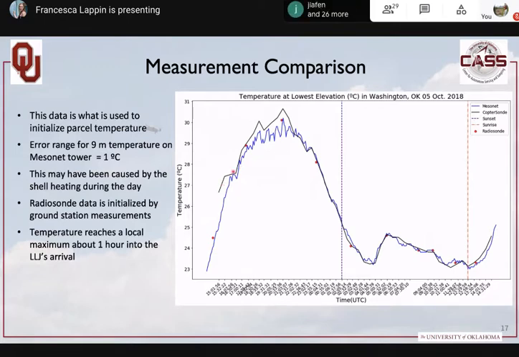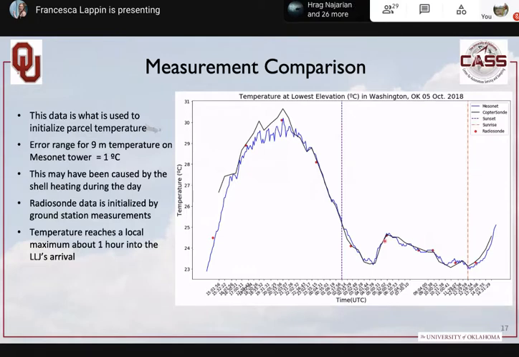Initially, early on in the day, there's a bit of a warm bias to the Copter Sonde, which could have been caused by shell heating, but that goes away to really very little disagreement in the values later on in the day. We can also see that, like I mentioned earlier, at 4 UTC, there is a low-level jet that came into the area. 30 minutes after that, or an hour after that, the temperature rises, and that's because the jet initiates mixing of the air aloft to the air at the surface, which warms the radiationally cooled air towards the surface.